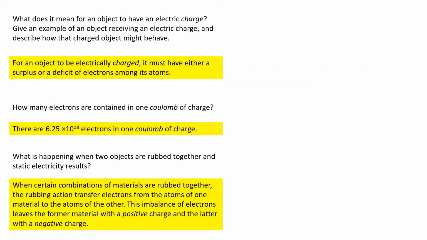What is happening when two objects are rubbed together and static electricity results? When certain combinations of materials are rubbed together, the rubbing action transfers electrons from the atoms of one material to the other. This imbalance of electrons leaves the former material with a positive charge and the latter with a negative charge. So the one that gains the electrons becomes negative, and the one that loses electrons becomes positive. And if you have a separation of charges, you end up with an electric field.